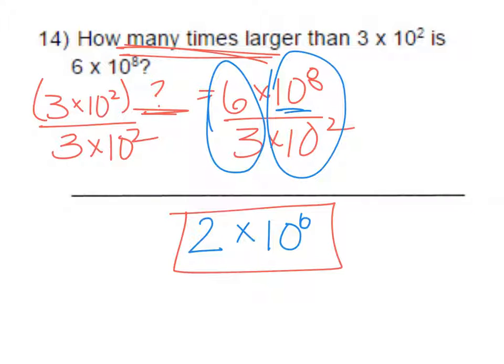So the number 6 times 10 to the 8th power is 2 times 10 to the 6th, or in other words, 2 million times bigger than 3 times 10 squared.